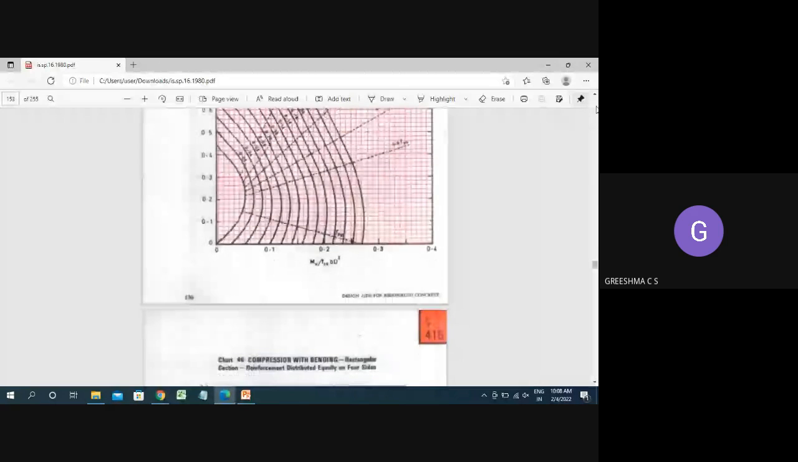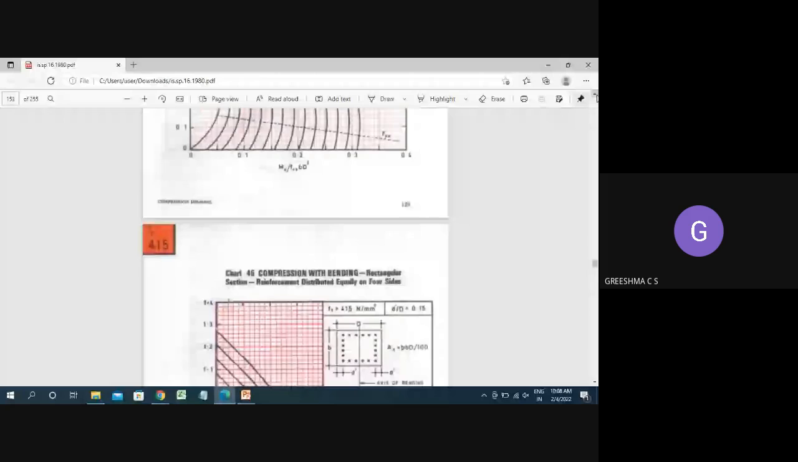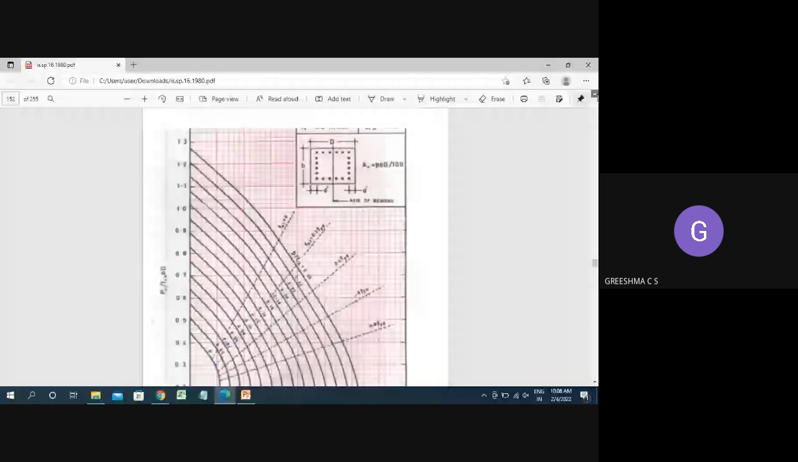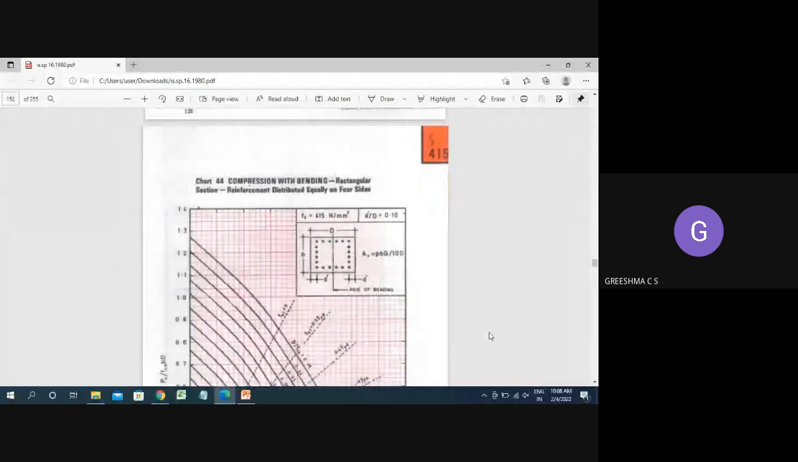So this is chart 44. See this, all the criteria is satisfied over here. Here the reinforcement is provided on 4 sides, so that is satisfied. D dash by D value is 0.1. Fy value is 415. So all the conditions are satisfied, we can go with chart 44.